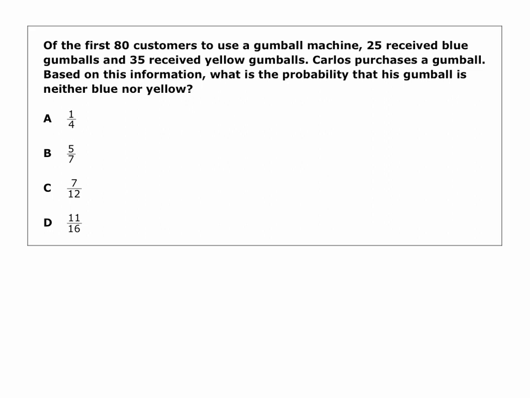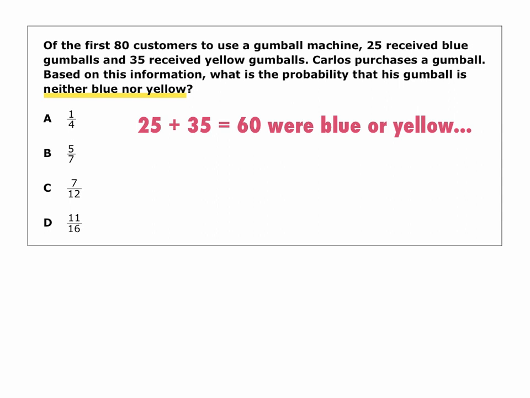However, those are not going to be my favorable outcomes because it says what is the probability that his gumball is neither blue nor yellow. So what I know is that 25 and 35 were either blue or yellow. So 60 total were blue or yellow, which means 20 of them were not blue or yellow. So my favorable outcomes are the 20 that were not blue or yellow over the 80 possible outcomes.